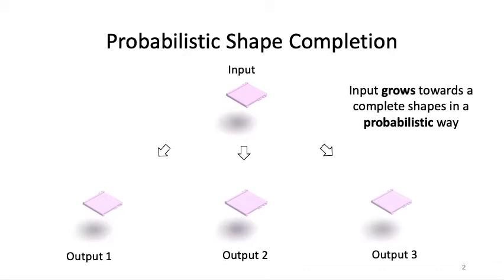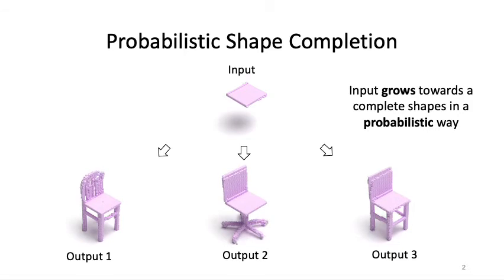Our method can be used for probabilistic shape completion or shape generation. Given a partial shape, probabilistic shape completion aims to produce diverse outcomes that complete the rest of the shape. This is a video of our model completing a different chair for each trial. Our method is formulated in a progressive way such that the current shape grows towards a complete shape.